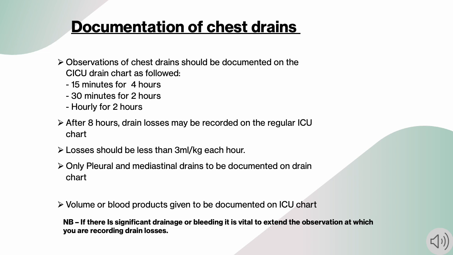After 8 hours, drain losses may be recorded on the regular ICU chart. If drain losses regularly exceed more than 3 mils per kilo, it may be required to extend how long we closely monitor the losses for. Only pleural and mediastinal drains are to be documented on the chart. PD drains should be documented on the regular ICU chart. Any volume or blood products that are given to the patient should also be documented on the ICU chart.